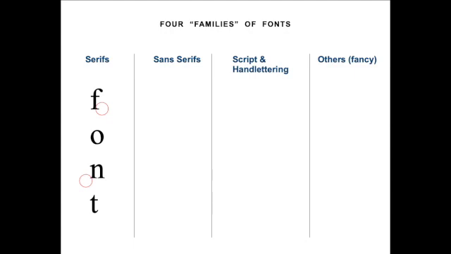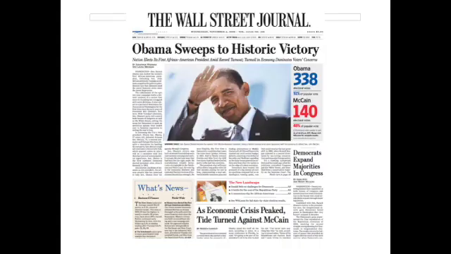First are serif fonts. Serifs are the little tabs on the font. Serif fonts are often used in newspapers, and the serifs, the little tabs, help to create a horizontal line when reading that makes lines of text easier for our eyes to follow along.